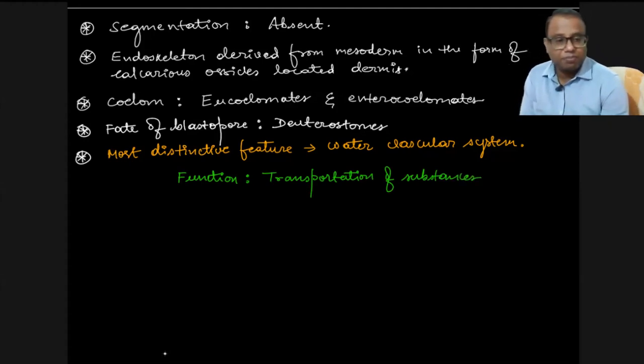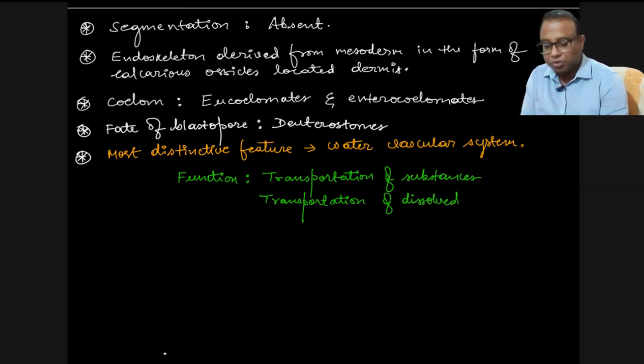See, the circulatory system is very poor in echinoderms. If it is there, it is an open circulatory system with a poorly developed heart. So most of the transportation is performed by this water vascular system. When water flows through the animal body, it carries substances from one place to another. Also, transportation of dissolved gases like oxygen and carbon dioxide. So it is almost functioning like blood here because the circulatory system is not well developed.